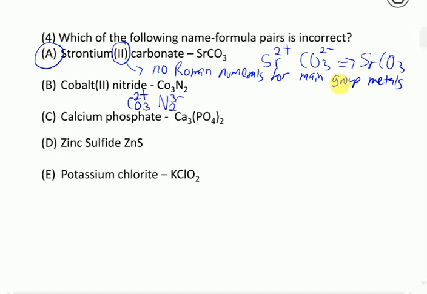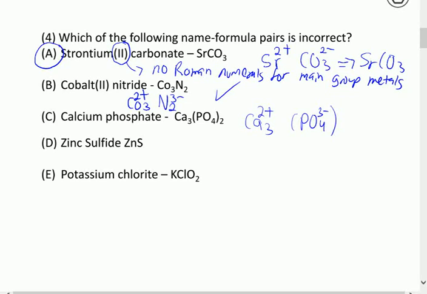So this one's good. If we do calcium phosphate, the next one, Ca3(PO4)2. Nothing wrong with the name, because calcium is also a main group metal, so we don't need to put any parentheses or any Roman numerals there. Phosphate is the correct name for this anion, PO4 3-. Now if we think about the charge, we have to know the charge to evaluate if the formula is correct. Ca3, so we have 3 calcium 2+. Calcium is always 2+.